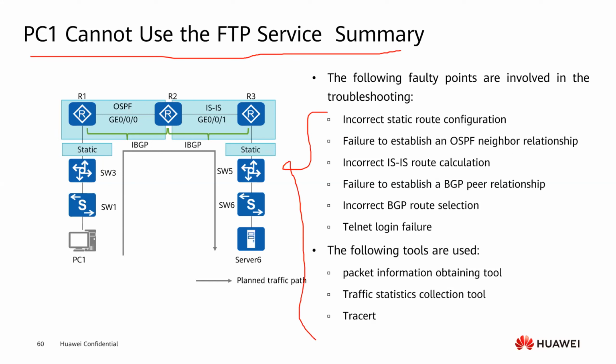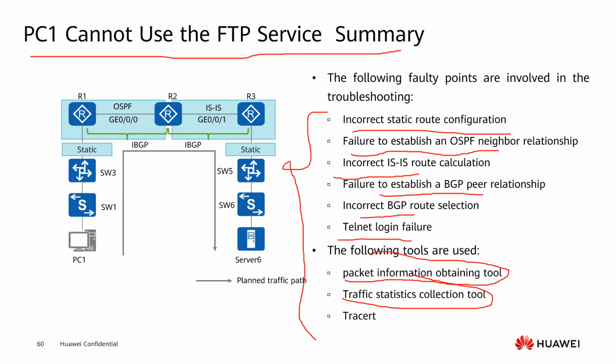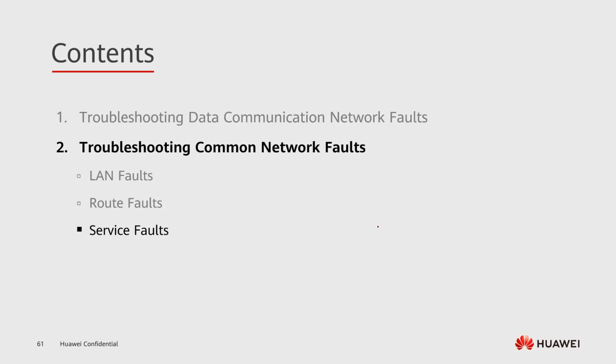We can see the summary: incorrect static route. Failure to establish OSPF neighbor. Incorrect IS-IS route. BGP peer and BGP route. Telnet login, the packet capture tool, the traffic statistic collecting tool, and the tracert. This is our tool list. Okay. At the last, we learned a service fault.